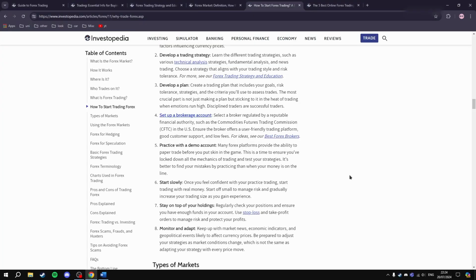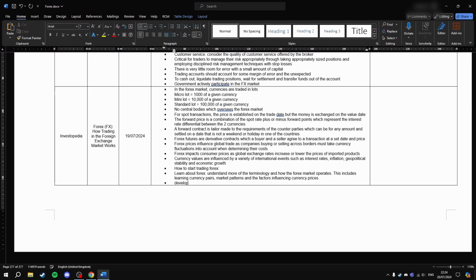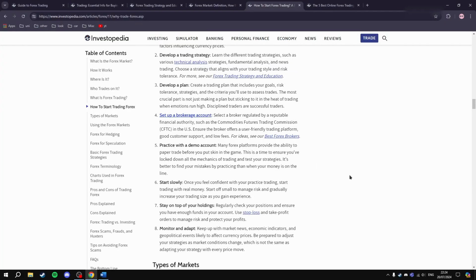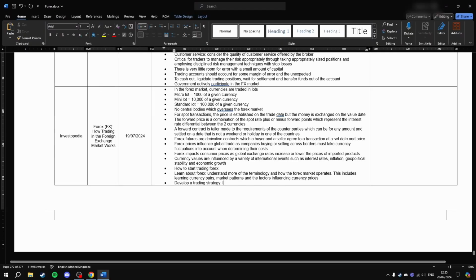Develop a trading strategy. Learn the different trading strategies such as various technical analysis strategies, fundamental analysis, and news trading. Choose a strategy that aligns with your trading style and risk tolerance. For more, see our Forex trading strategy and education.